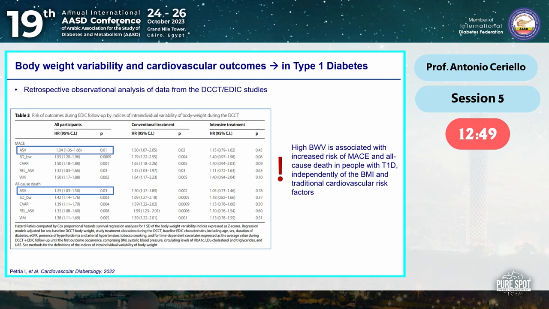And also, what about type 1? There are only few data available, but again, you see that also data from the DCCT, I believe that anybody knows that DCCT is the trial performed many years ago in type 1 diabetes, confirms that high body weight variability is associated with increased risk of MACE and all-cause death in people with type 1 diabetes. So also in this kind of patients, it is confirmed that body weight variability predicts cardiovascular disease.